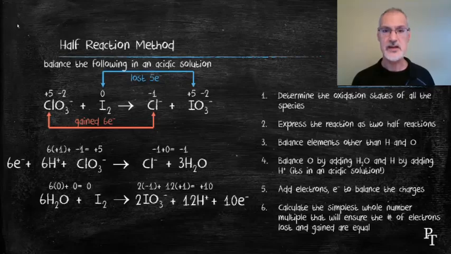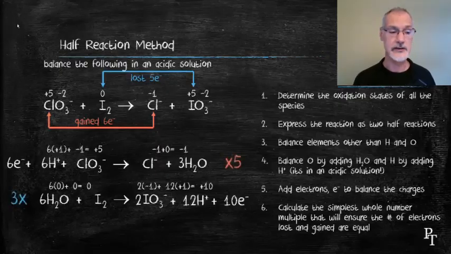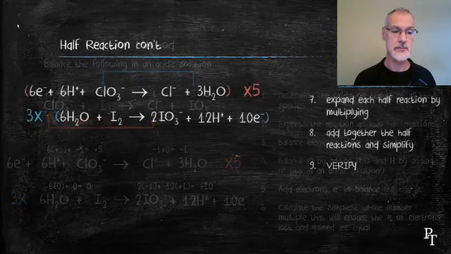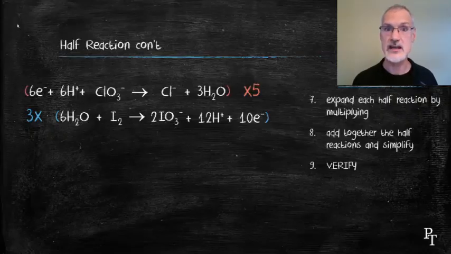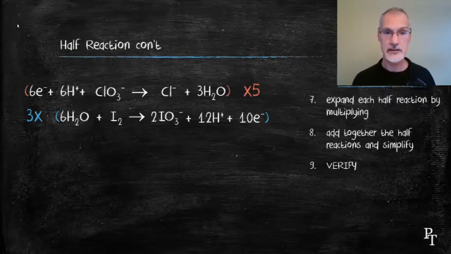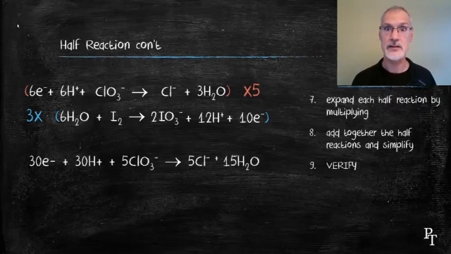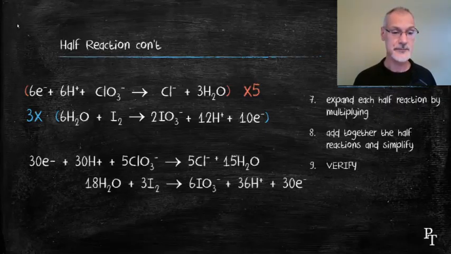I'm now approaching step number 6, where I want to balance the number of electrons lost and gained. And in this case, the easiest multiple is 30 electrons. So I'm going to multiply the first equation by 5 and the second equation by 3. That will ensure that the number of electrons lost and gained are equal. Now, let's expand each of those equations by multiplying by the factor that I identified.